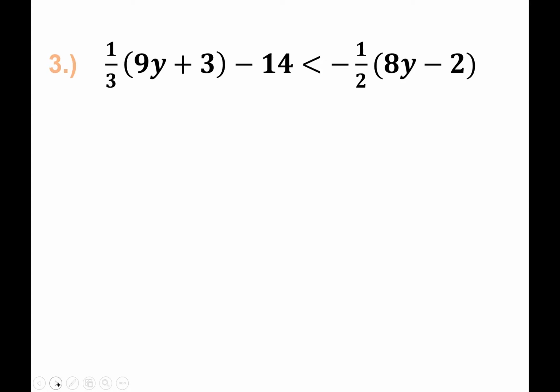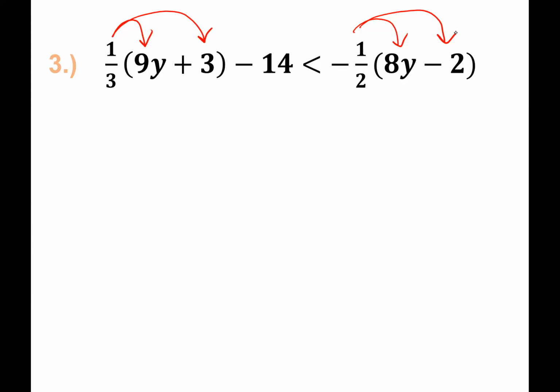Okay, so number 3 also involves fractions. This one's a little bit different because I'm not going to clear the fractions right away, because the fractions are each outside of parentheses. So when that is your original problem, when you have fractions outside of parentheses, I would recommend that you distribute them first. What you'll find is a lot of times this is enough to clear the fractions anyway. But if they don't clear, then at least you're getting rid of parentheses and you can always clear the fractions in the next step. Okay, so here's the problem.